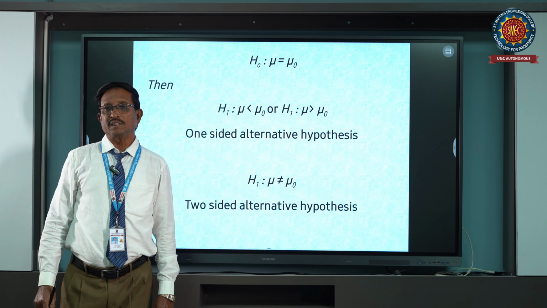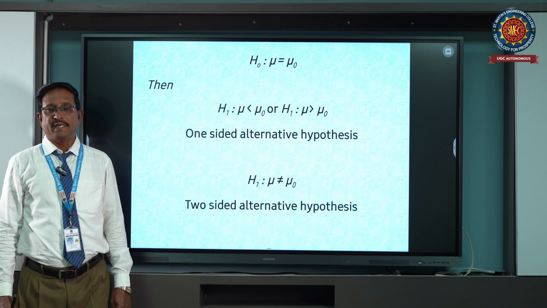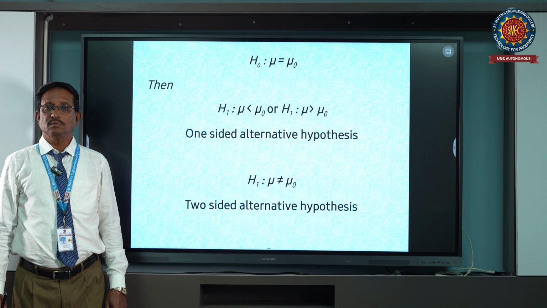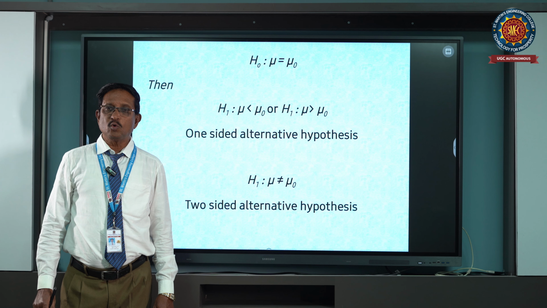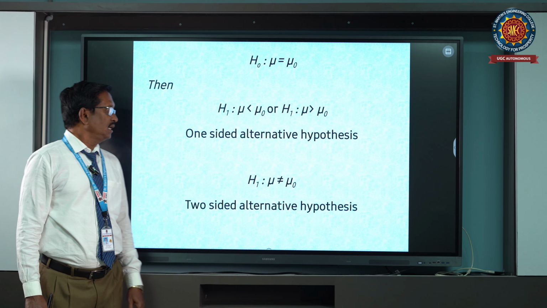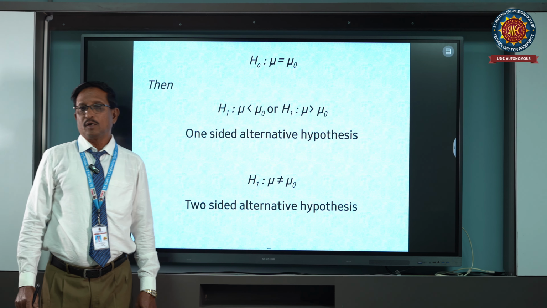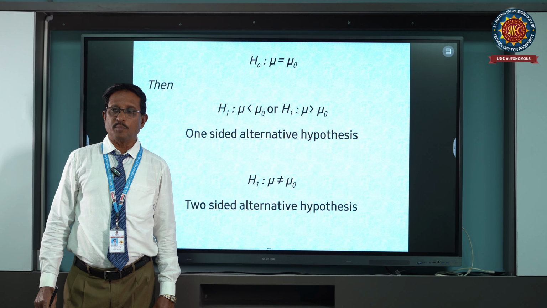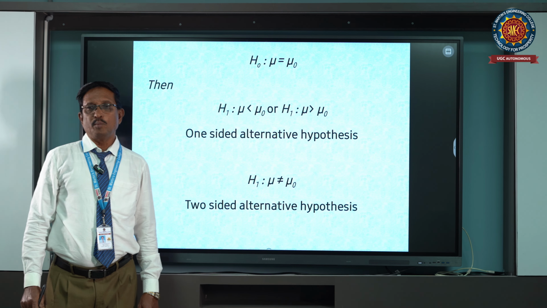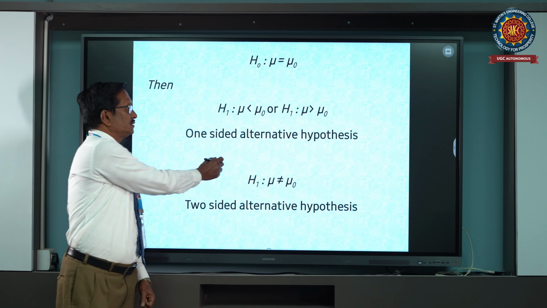Example, H naught: mu is equal to mu naught, the null hypothesis. The alternative hypothesis, H1: mu less than mu naught, or H1: mu greater than mu naught, is a one-sided alternative hypothesis. Null hypothesis H naught: mu is equal to mu naught. H1: mu is not equal to mu naught is a two-sided alternative hypothesis.